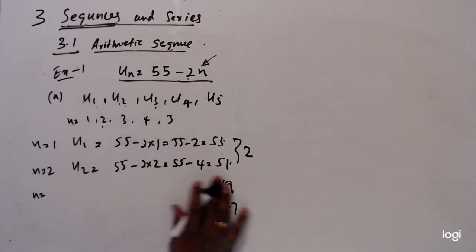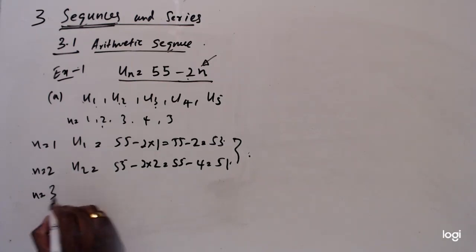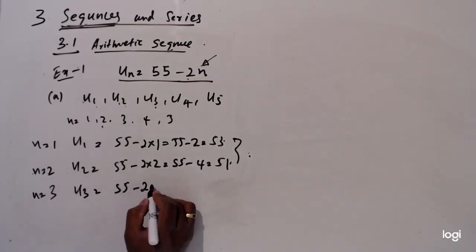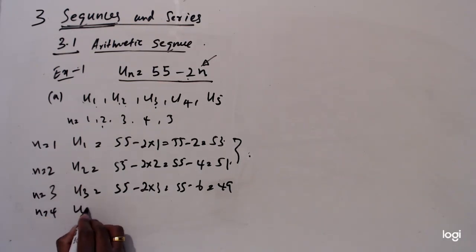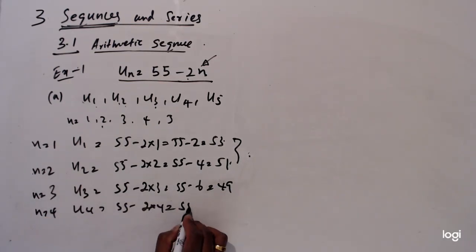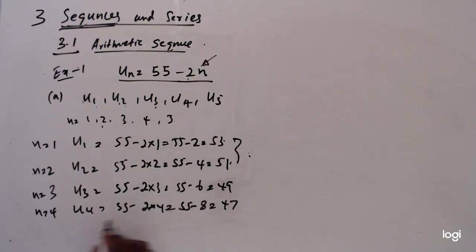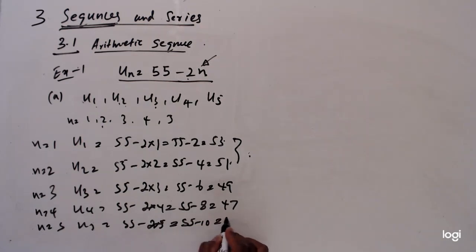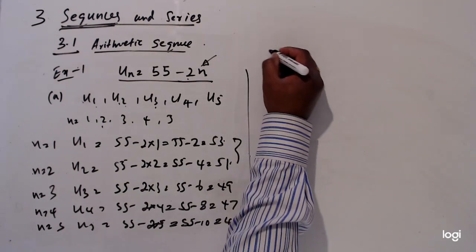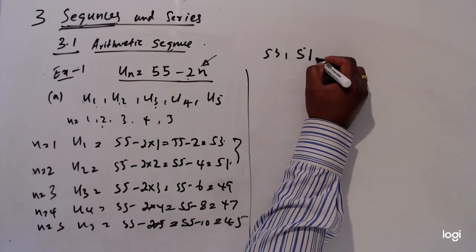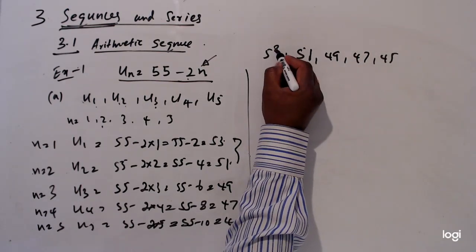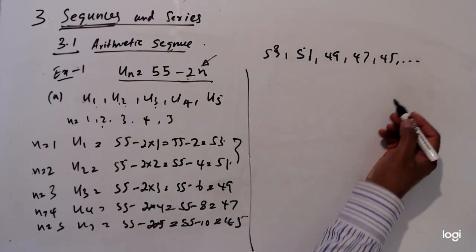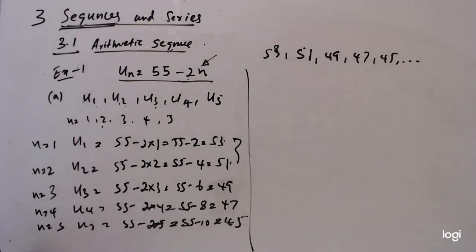Unless they said this is an arithmetic series, don't do it. So you have to find. So n equal 3, u3 equal 55 minus 2 times 3, 55 minus 6, that is 49. And n equal 4, u4, 55 minus 2 times 4, 55 minus 8, 47. And n equal 5, u5, 55 minus 2 times 5, 55 minus 10, that is 45. Now when you look at this one, 53, 51, 49, 47, and 45, you can see this is a decreasing series, and it goes on like this. If I put 3 dots, it becomes an infinite series.